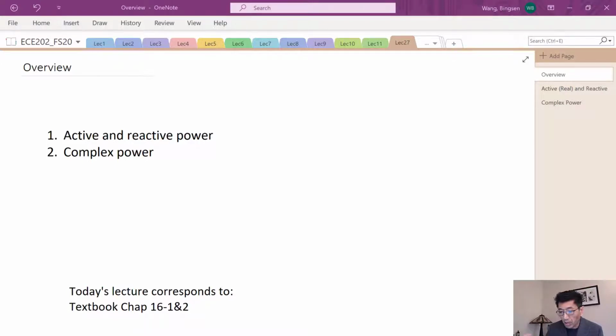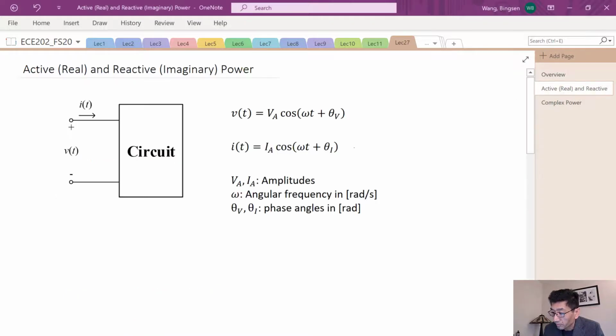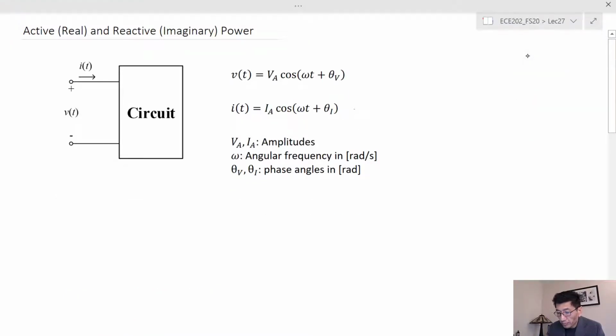I'm gonna have two topics. One is the real and reactive power, or the active power and reactive power, and the second topic is the complex power. This is really built upon lecture number 6, when we did the power and energy analysis for steady state sinusoidal systems. Let's start as a review, with the things we already had before.